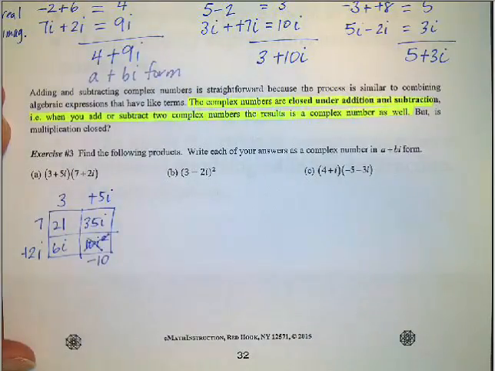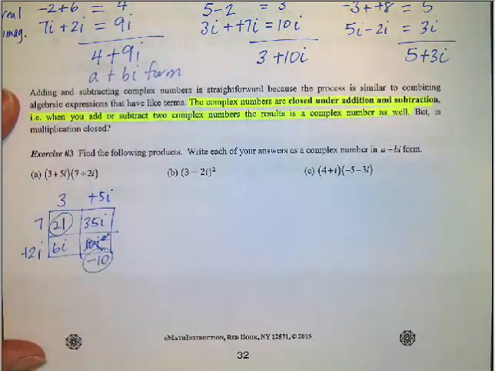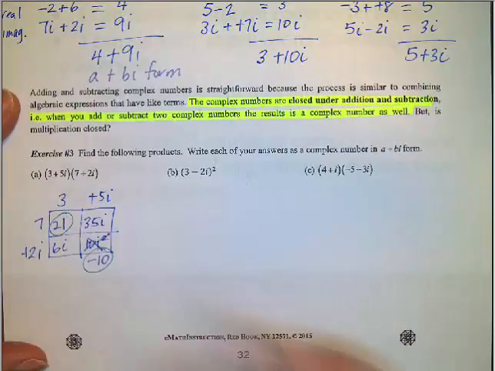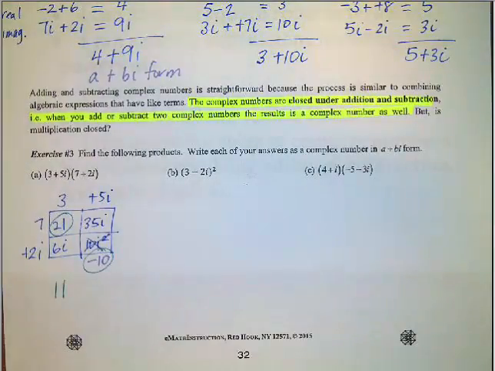So combining my like terms, I have 21 minus 10, which is 11. And I put the real part first, very important.